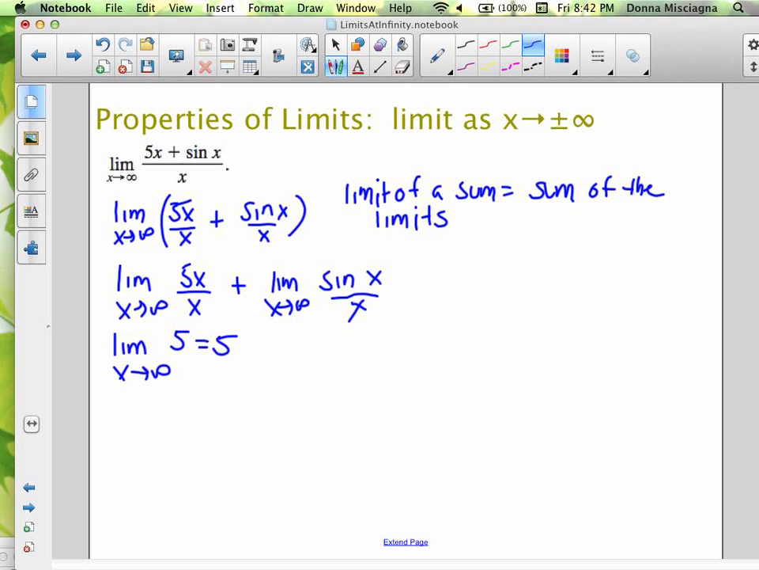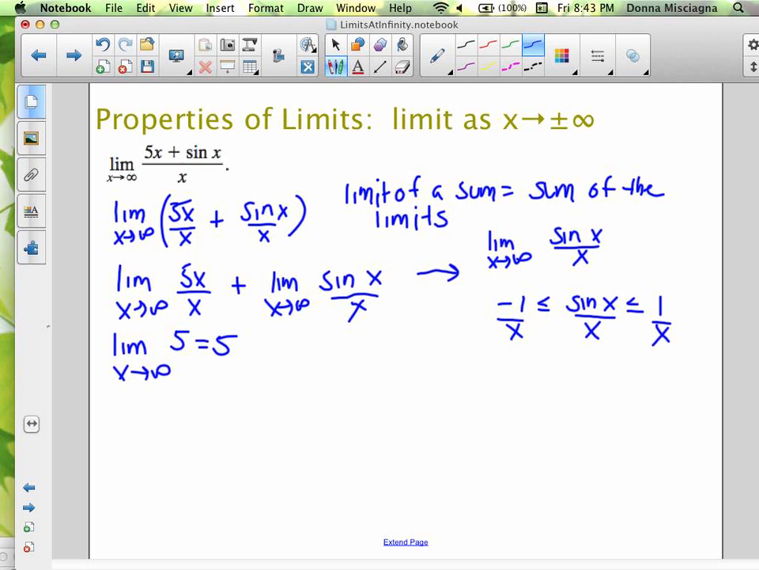Let's use the squeeze theorem to find this one. All right, so just like we did before, we're going to just look at the sine x part. So here we're going to calculate the limit for sine x. We know that sine is stuck between -1 and 1. It just oscillates between those two. The least it ever is is -1. The most it ever is is 1. Let's just divide everybody by x.